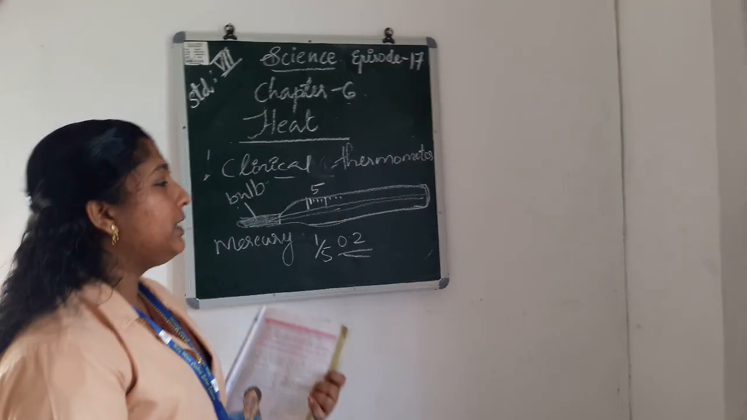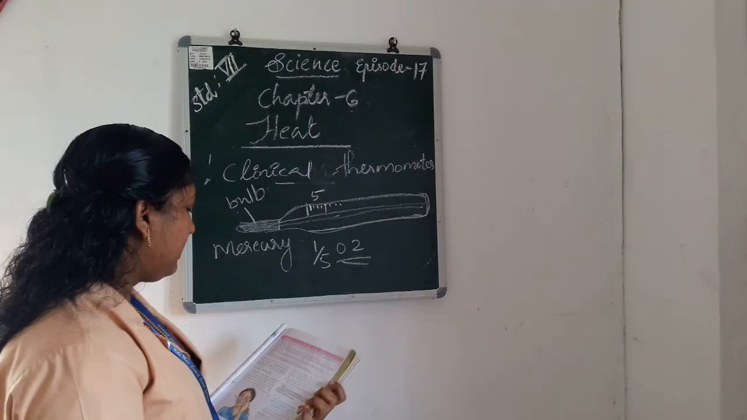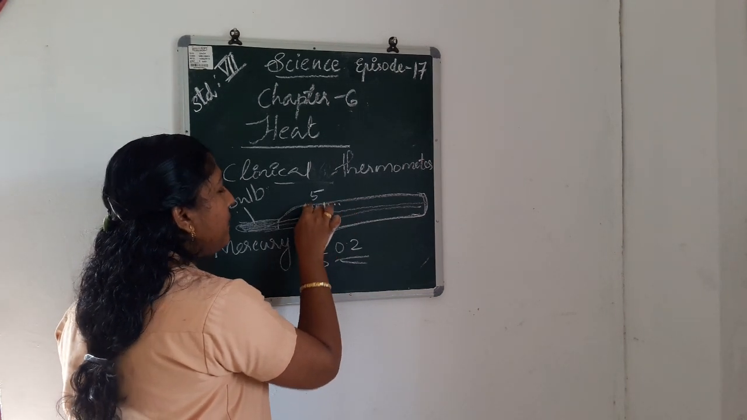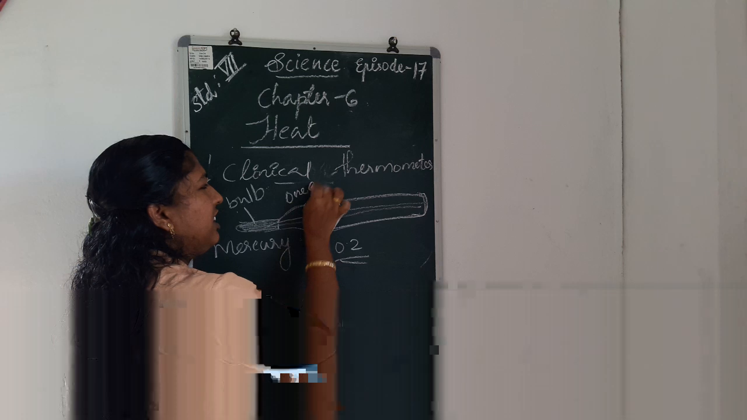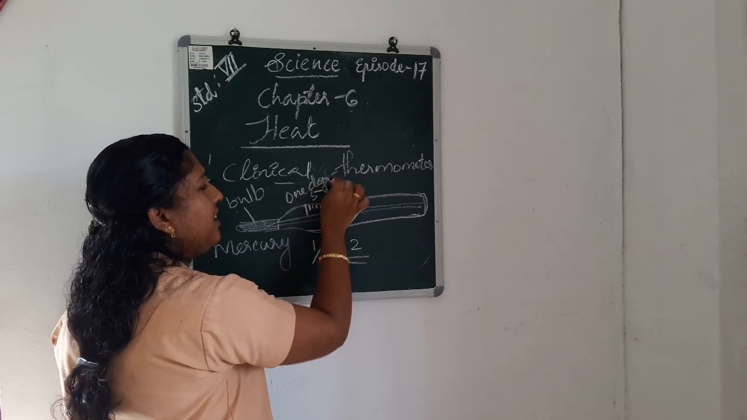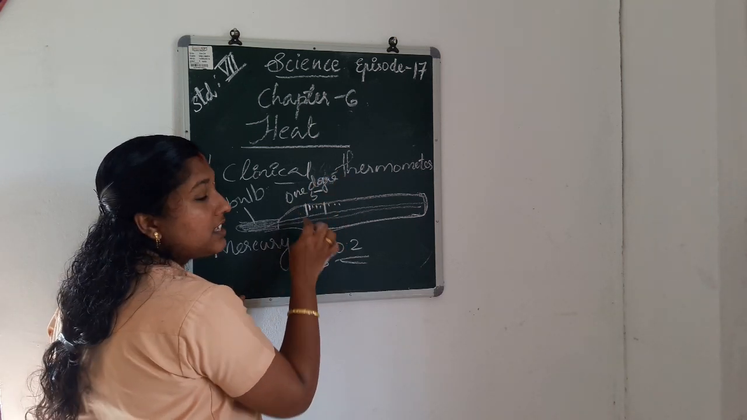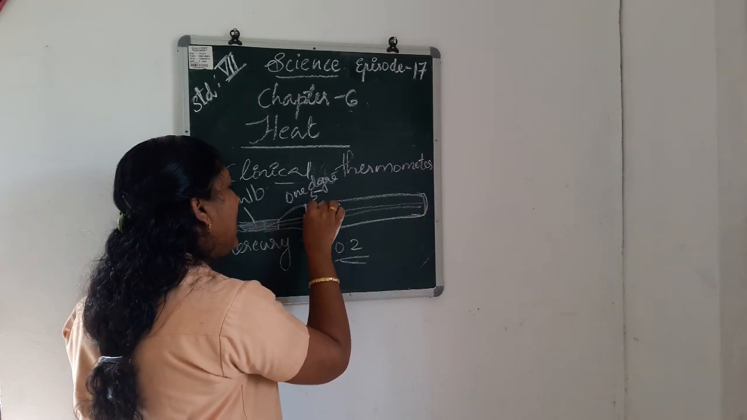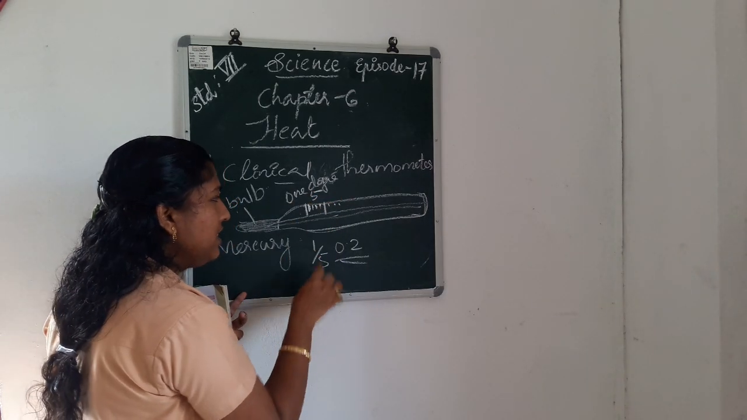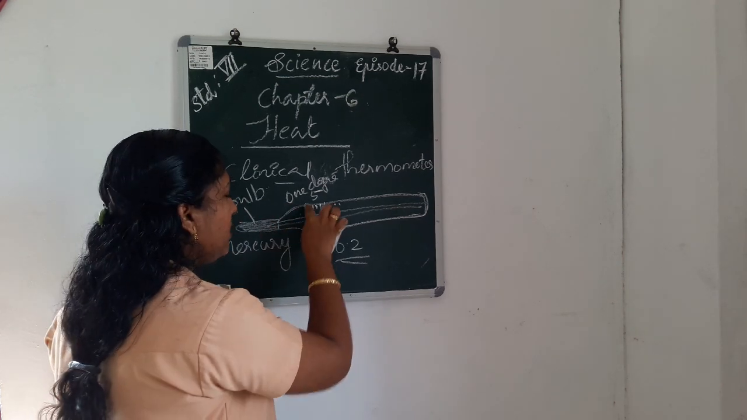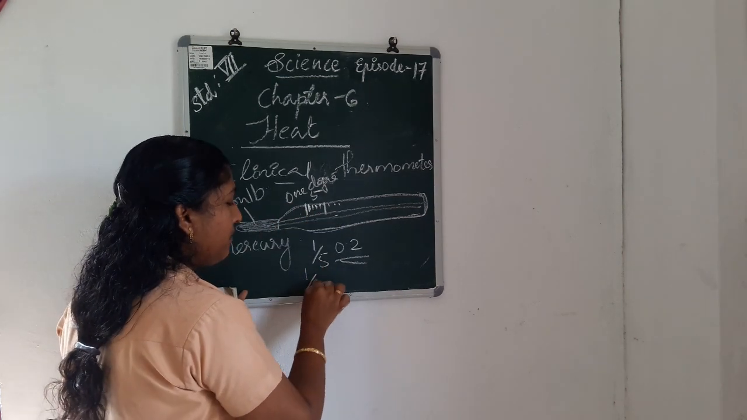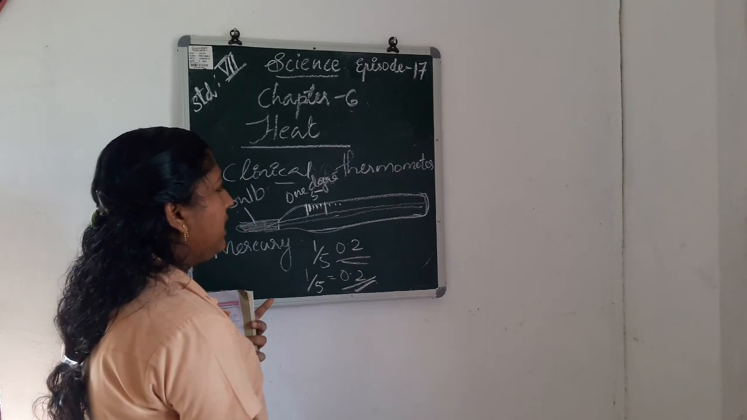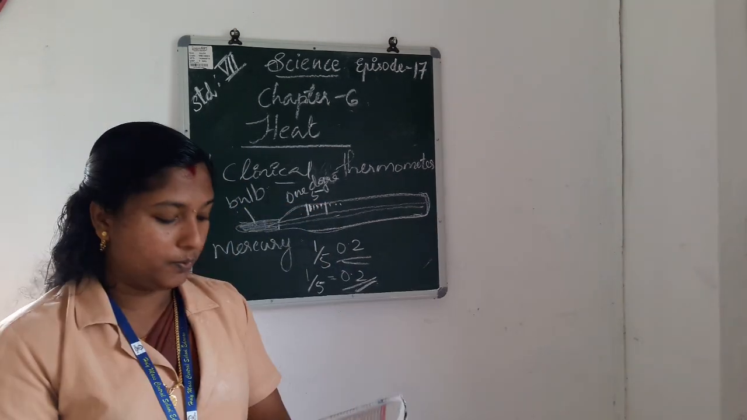In a clinical thermometer we can see the bigger marks. The bigger marks are 1 degree. In between the bigger marks we can see 5 divisions, 5 small marks. Each small mark is 1 by 5 division. So it is 0.2. We can count it as 0.2.